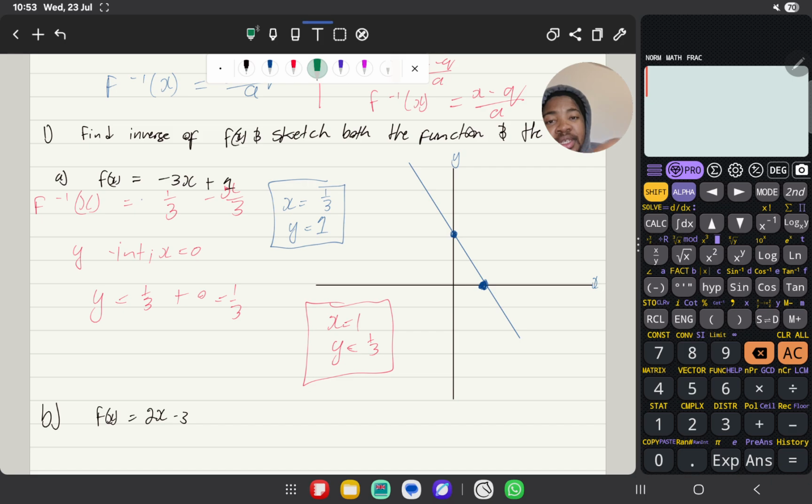So plotting this, x is 1 over 3, 1 over 3 is here, and then 1, yeah. Oh, x is 1 actually. So x being 1 is gonna be here, and 1 over 3 is gonna be here, then you'd have something like this.